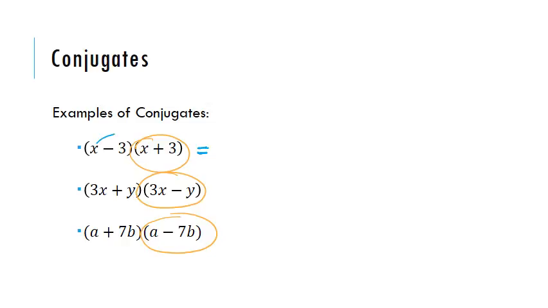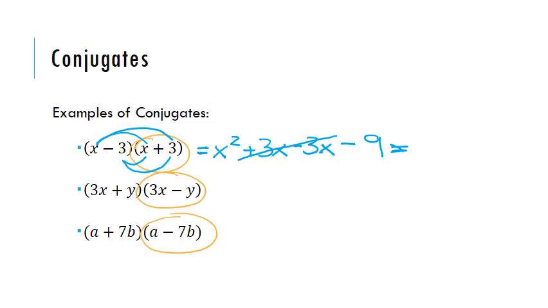You'll have x times x is x squared. X times 3 would be plus 3x, and then you'd have minus 3x. Those middle 3x's are both going to cancel one another out, and then you'll have minus 9. So conjugates are useful in algebra and in calculus whenever you need that middle term to kind of disappear. And you're going to see why that's useful here on the next slide.